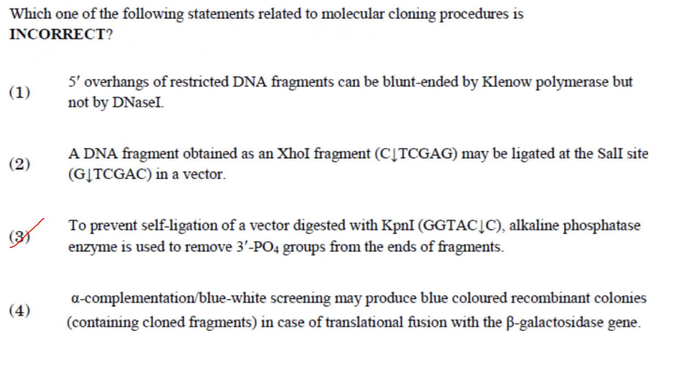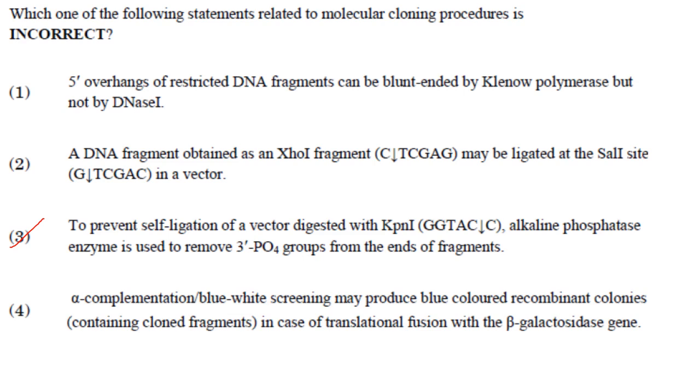Then next one. Which of the following statements related to molecular cloning procedures is incorrect? 5' overhangs of restricted DNA fragments can be blunt-ended by Klenow polymerase but not by DNase 1. That is correct. A DNA fragment obtained as an XhoI fragment can be ligated at the SalI site in a vector. This they had asked as a question of part C in one of the years. I have explained it over there. You can refer to that video.